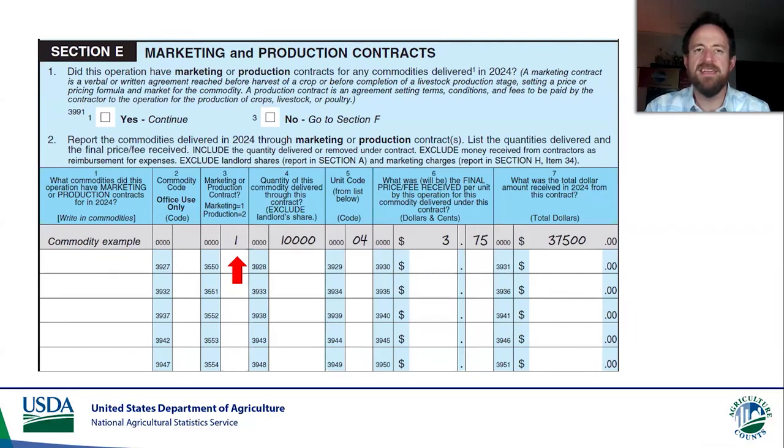There can always be exceptions and special cases, so focus on whether the producer is selling something they own, a marketing contract, or if they are paid or grow to raise something that they don't own, a production contract.